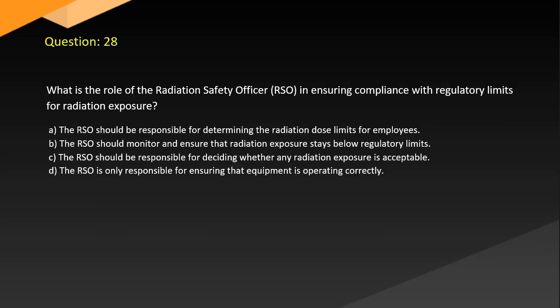Question 28. What is the role of the Radiation Safety Officer (RSO) in ensuring compliance with regulatory limits for radiation exposure? A. The RSO should be responsible for determining the radiation dose limits for employees. B. The RSO should monitor and ensure that radiation exposure stays below regulatory limits. C. The RSO should be responsible for deciding whether any radiation exposure is acceptable. D. The RSO is only responsible for ensuring the equipment is operating correctly.